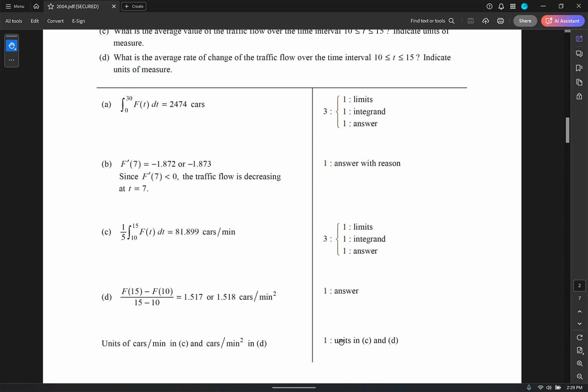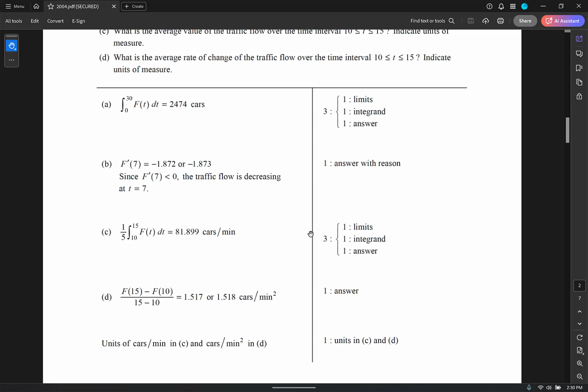And look at letter D. They didn't bother with the integrand. Could you have put it? Yes, you could, because it's still correct. As long as you don't state something that's wrong, make sure if you put the integrand that you put F prime. And notice F of 15 minus F of 10 over 15 minus 10. Did we get 1.517? They did the cars per square minutes or minute squared. It doesn't matter. Cars per minute over minute or cars per minute squared, same thing.